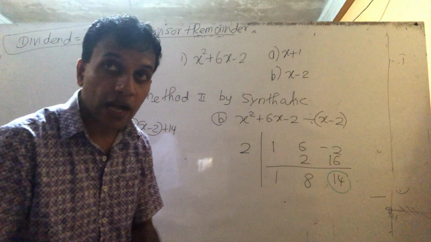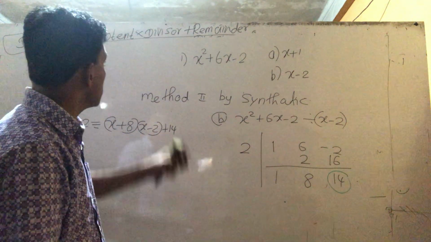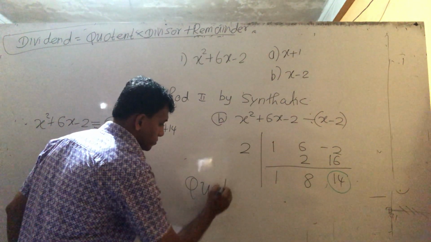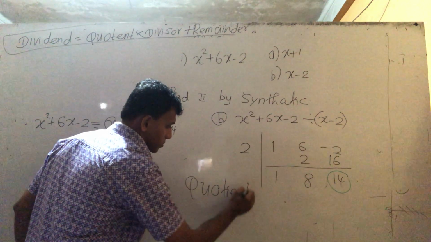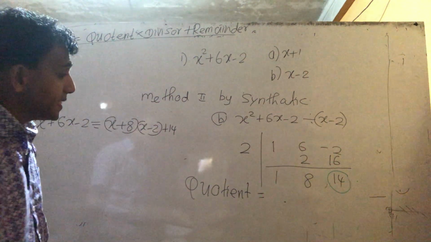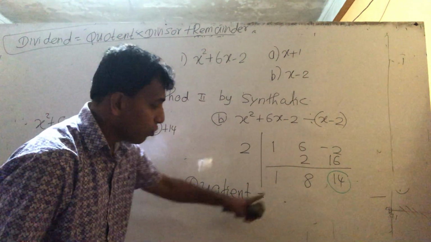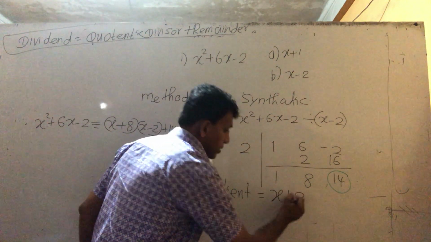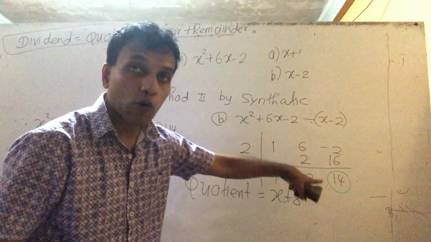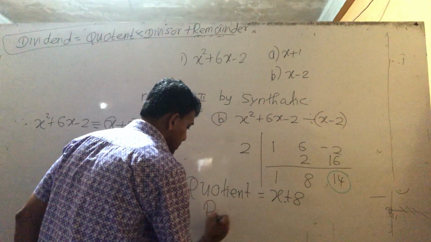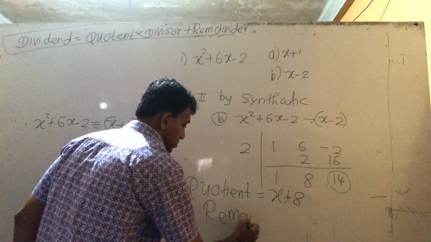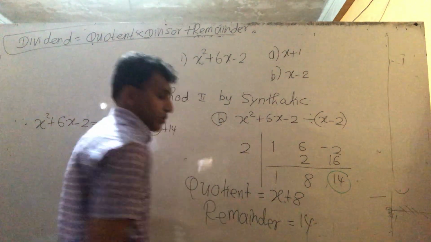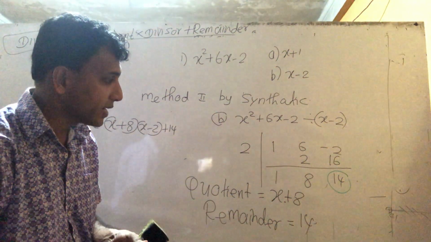So now we write the answer. Therefore, the quotient is 1x plus 8. 1x plus 8 is the quotient. What about 14? The remainder is 14. Okay, this is the method of the synthetic idea.